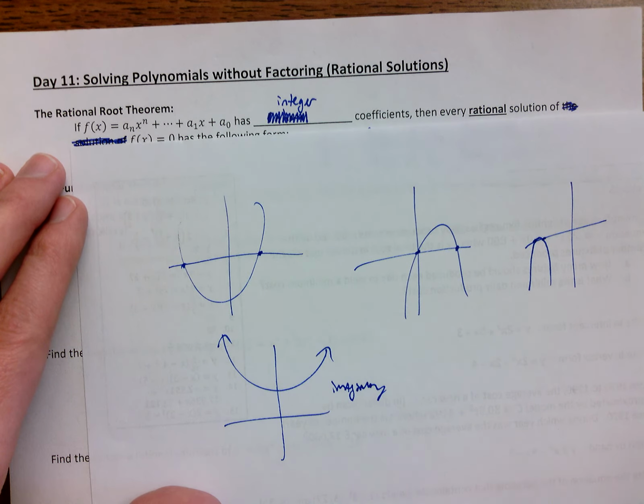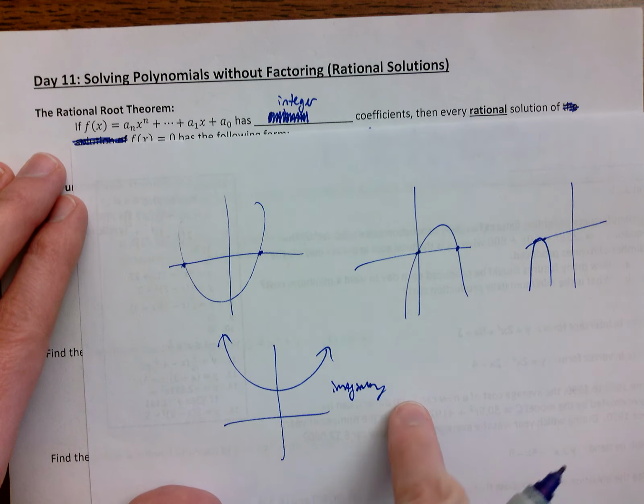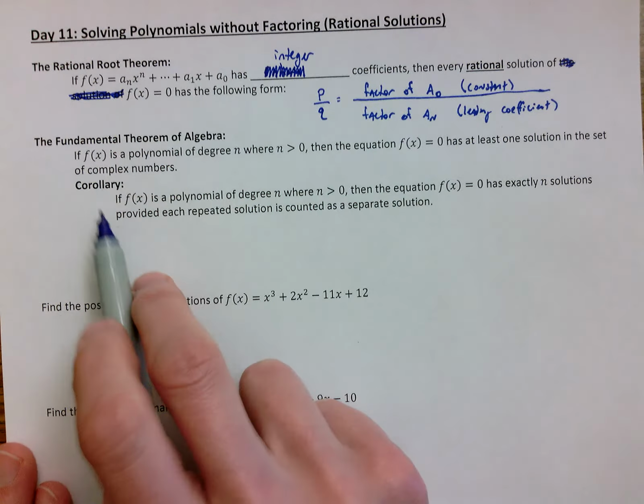So what the fundamental theorem of algebra says is that any kind of polynomial, not just quadratics, is either going to cross the x-axis or you're going to have imaginary solutions. So that's what this theorem actually says. And then we've got this thing called a corollary.